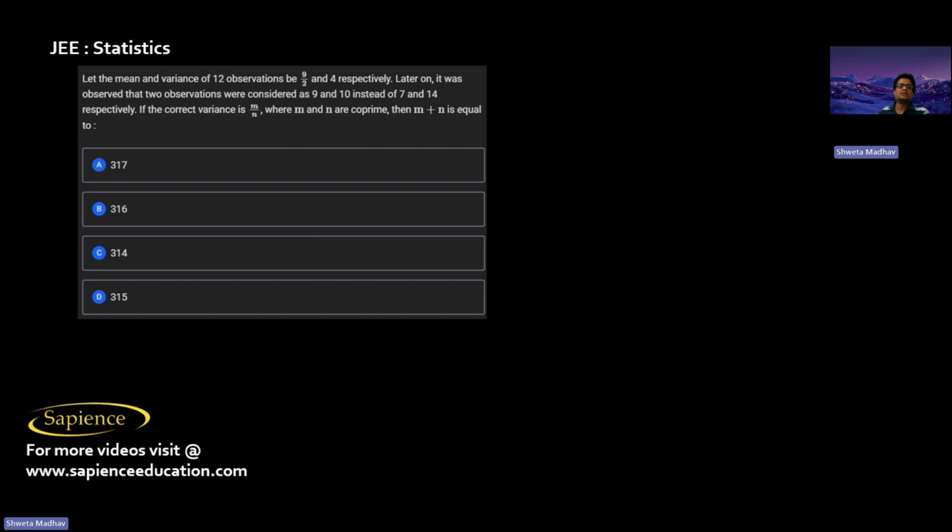And here it is told, let the mean and the variance of 12 observations be 9 by 2 and 4 respectively. Then later on, it was observed that two observations were considered as 9 and 10 instead of 7 and 14 respectively. If the correct variance is m by n, where m and n are co-prime, then m plus n is equal to. Here, mean and the variance of 12 observations.